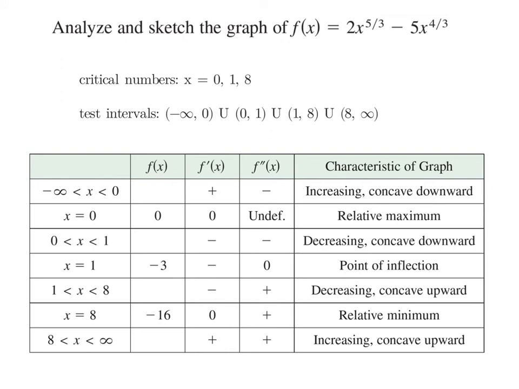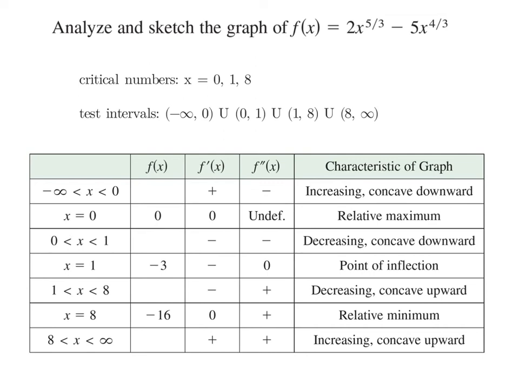So this is my next step. I'm going to take my critical numbers 0, 1, and 8 from my first and second derivatives. I'm going to test those numbers, including the intervals around those numbers, and I'm going to throw them into a chart like I have been this whole video. And so from negative infinity up until 0, I get a positive first derivative, negative second derivative. So that means that that function is increasing but concave down.